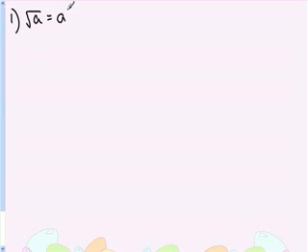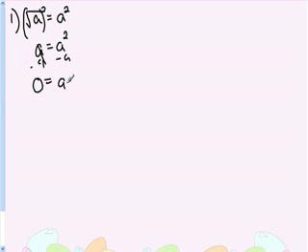Alright, well I have square root of a equals a. Well, the radical is by itself, so I can go ahead and square both sides. That gives me a equals a squared. And you do need to remember when you have a squared and you have a number, you got to get everything on one side. So I'm going to subtract this a from both sides. So those will cancel. So 0 equals a squared minus a.